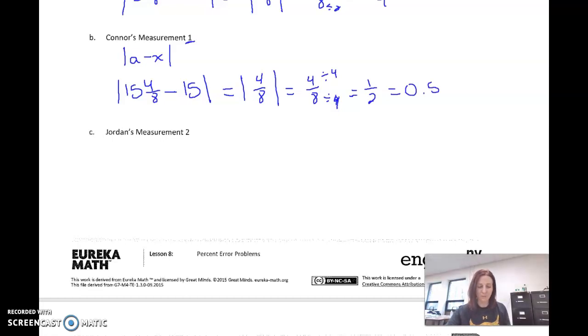1 divided by 2. In the context of the problem, we would say that Connor's first measurement, M1, was 1/2 inch away from the exact value.